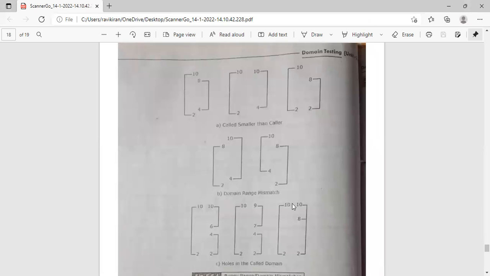So let me run called smaller than caller. So in this diagram, the opposite situation, in which the called routine's domain has a smaller span than the caller's range. This is the called and this is the caller. So the called routine's domain has a smaller span than the caller's range. Second, this is the called, this is the caller.